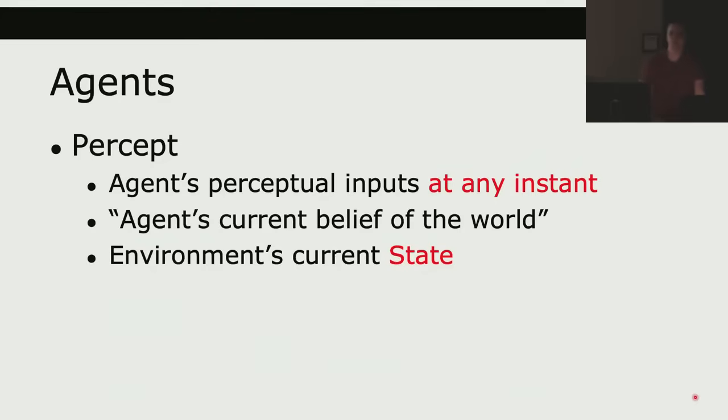So a percept, essentially a perception of an environment, is the agent's perceptual inputs at any given instant. Okay? So essentially, it's the agent's current belief of the world, or what we will use from now on. We're not going to talk about percepts or any of that anymore. We're just going to talk about the environment's current state. So this is an instantaneous state of the environment.